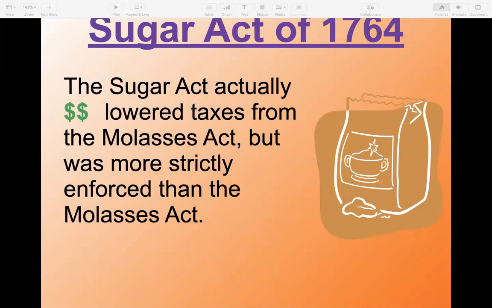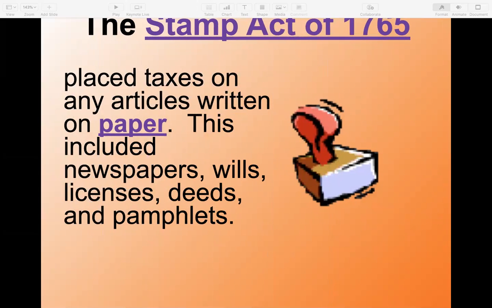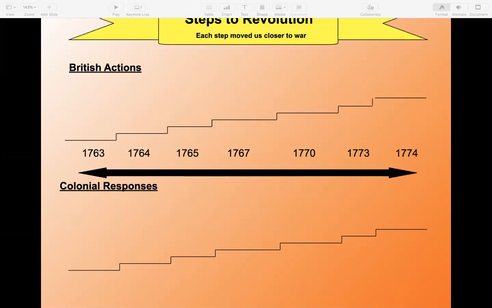The Sugar Act of 1764. The Sugar Act actually lowered taxes from the Molasses Act, but was more strictly enforced than the Molasses Act. The Stamp Act of 1765 placed taxes on any articles written on paper. This included newspapers, wills, licenses, deeds, and pamphlets.